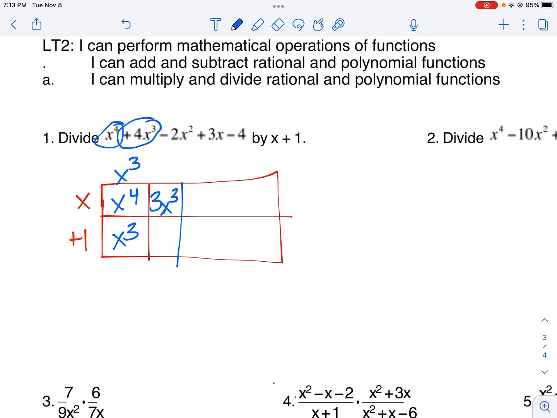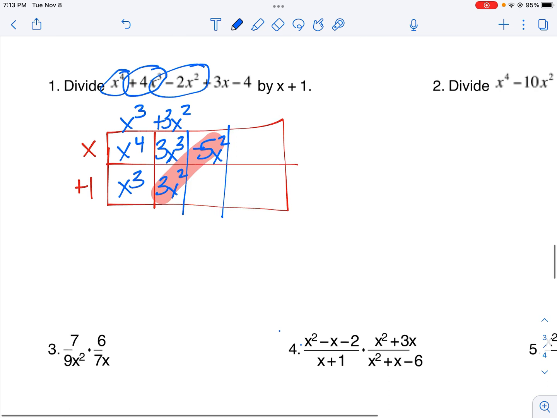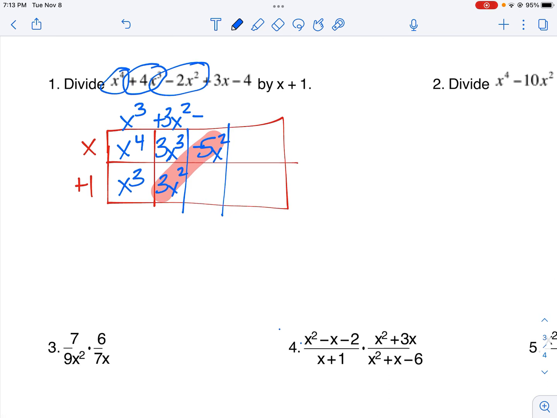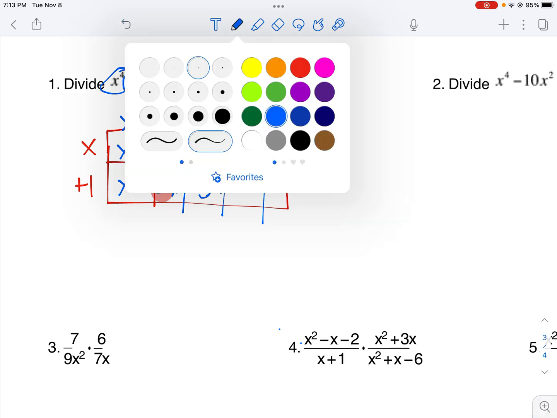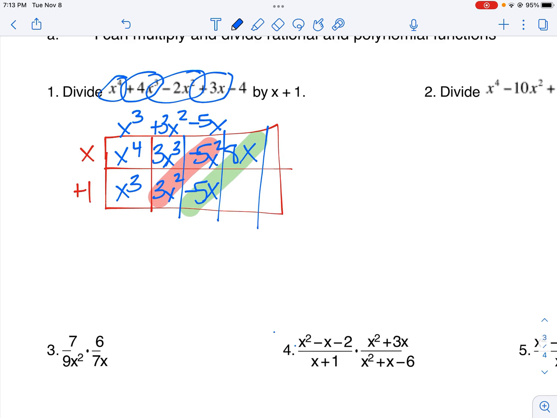So x times what gives us 3x cubed would be 3x squared. 3x squared times 1 is 3x squared. And we need a total of -2x squared. So this would have to be -5x squared. Because again, here's the total in our diagonal. So this is going to be -5x. So -5x times 1 is -5x. We need a total in our next diagonal of our x's to be +3. So this would have to be 8x. So then we'd have +8.